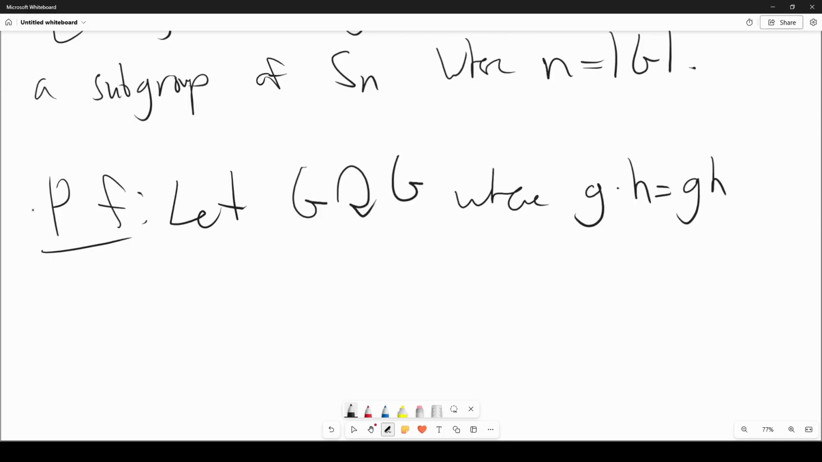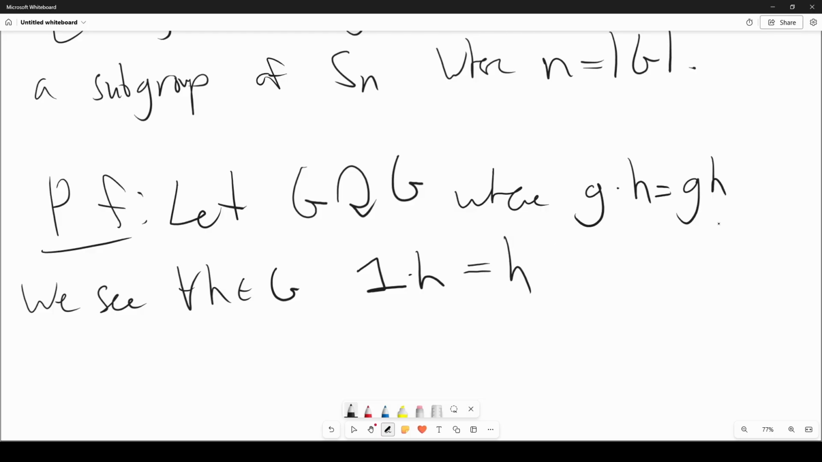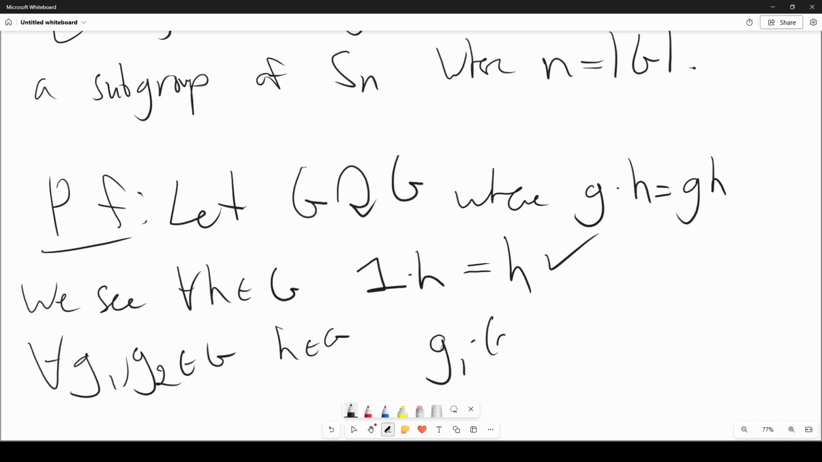So let's prove that this is actually a group action. We see for all h in G, the identity acting on h is just h, because that's just the definition of the identity. 1·h is h. So that satisfies that law. And then for all g1 and g2 in G, and as we're thinking about our set, h in G, we get g1·(g2·h) is going to equal g1, and then this is, I'm thinking as the group multiplication, g2h.